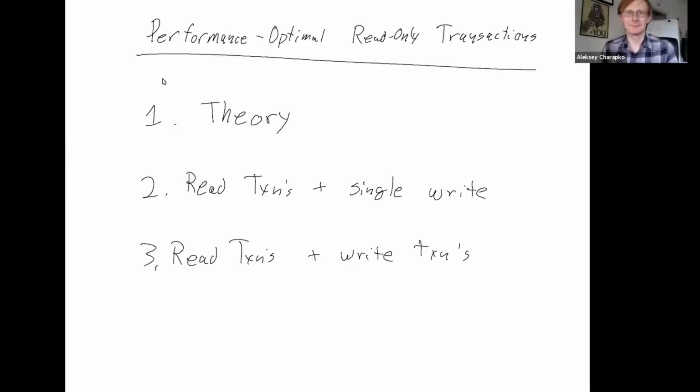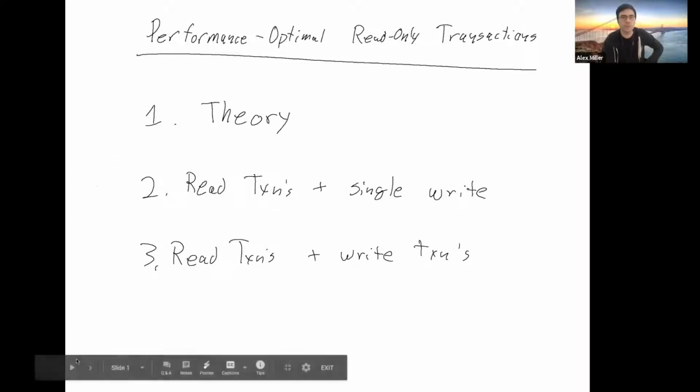All right. So today we will be discussing performance optimal read-only transactions. And these are my sketchy handwritten slides. So this is basically a presentation that's going to happen in 3 acts. We're first going to go over the performance optimal theory that they have, and then the actual concrete system. And the concrete system is split into 2 pieces.